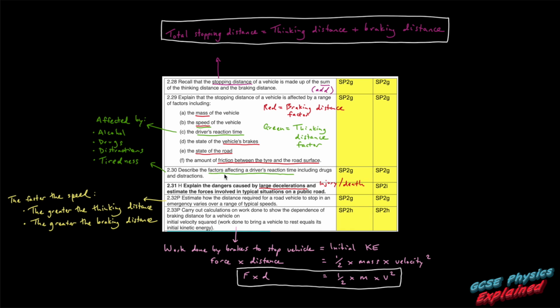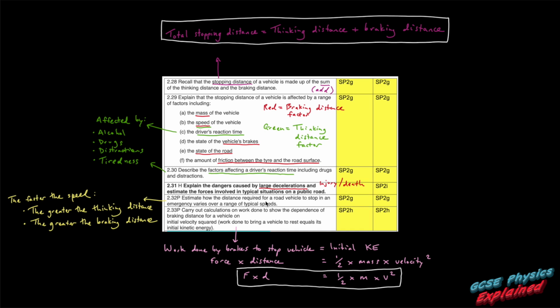This just says describe the factors affecting a driver's reaction time, including drugs and distractions, which I've already mentioned. Remember, these are only worth 1 mark, or they're not even going to be asked anyway. It's just good to know because it complements some of the green areas of the advanced notice article. You should be able to explain the dangers caused by large decelerations and estimate the forces involved in typical situations on a public road. Well, the dangers caused by large decelerations is injury and death.